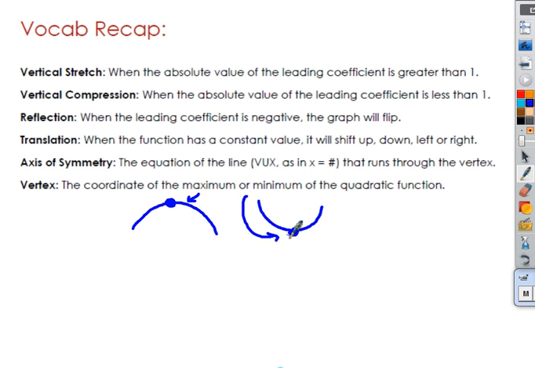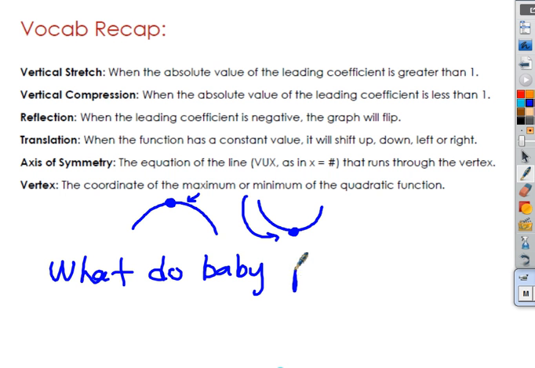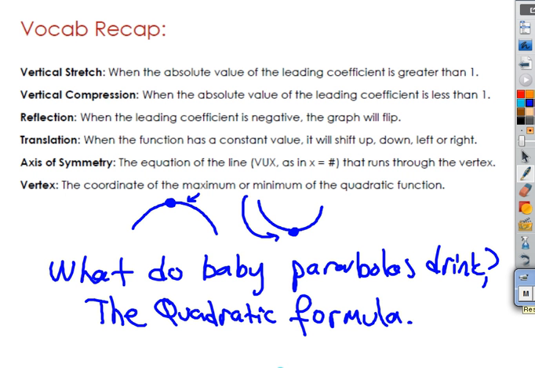Now let me tell you a little joke as well. What do baby parabolas drink? The quadratic formula.